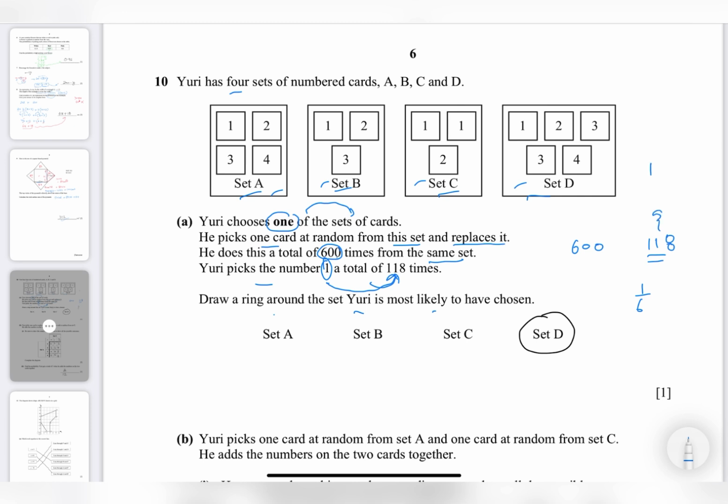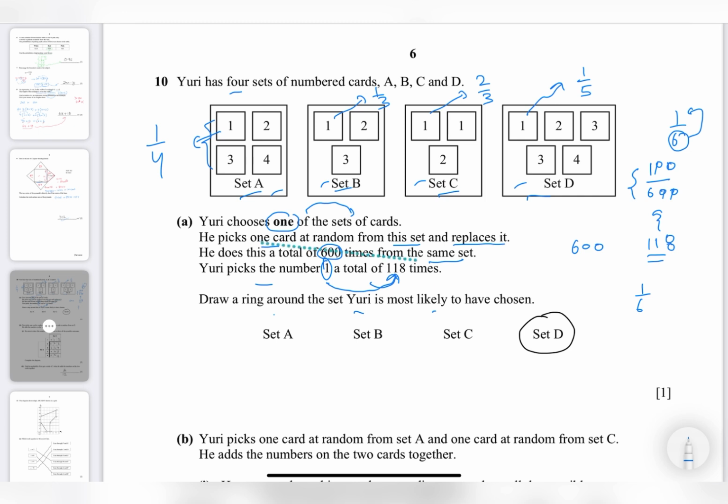If I just round it off, it would be 100, to the nearest 100, upon 600. This is how we calculate the probability of 1. So it would be nearly about 1 upon 6, so out of 6, 1 time. Over here, the probability of 1 is 1 upon 4. Over here is 1 upon 3. Over here is 2 upon 3. Over here is 1 upon 5.